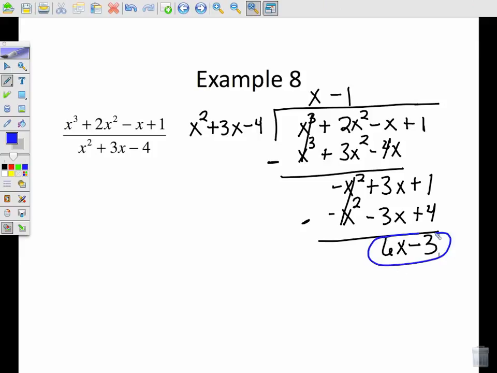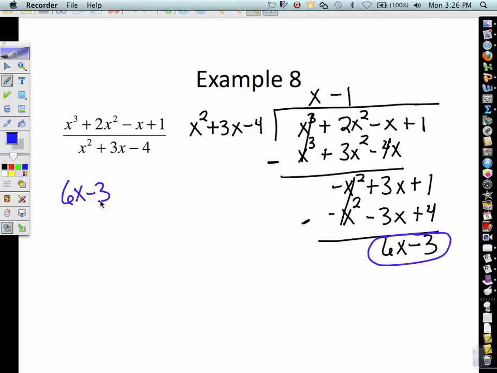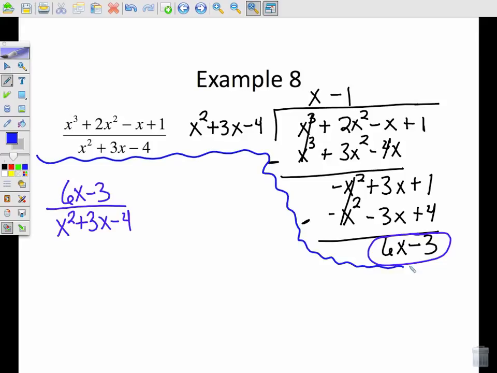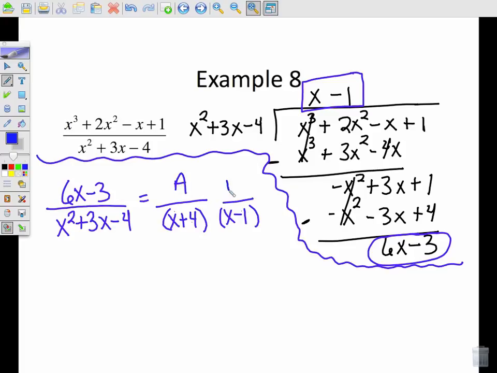All right, now the part that we need to pay close attention to is the remainder. So we actually need to do decomposition of 6x minus 3 over what we divided by, x squared plus 3x minus 4. So now we're kind of starting our problem from here. This is temporary, so we could get the remainder. We will use this in our final answer, but not quite yet. This factors down then to x plus 4 and x minus 1.